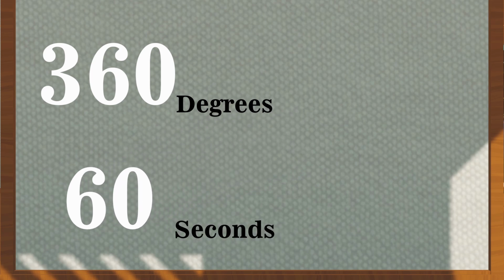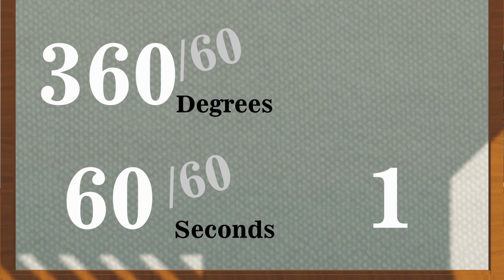Now we need to figure out how many degrees it needs to change per second. So we need the second to be 1. To do that, we're going to divide 60 by 60 in order to become 1. What we do on the bottom needs to be done on the top. Therefore, 360 divided by 60 equals 6. So the number of degrees that we need is 6.